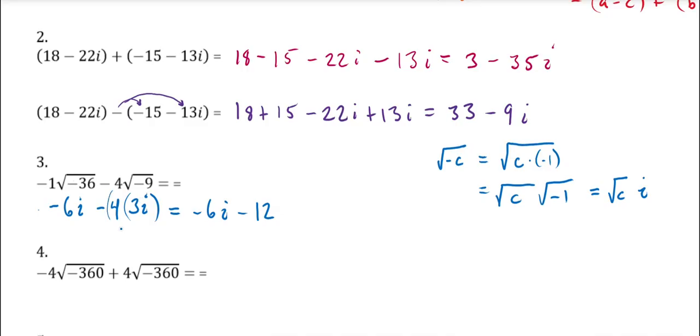Multiplication's associative, so we can do this part first. And that's minus 12i, of course. And now combining like terms, we get minus 18i.